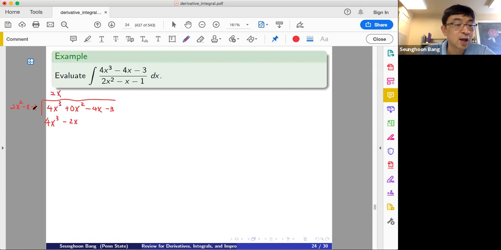2x times minus 1 is negative 2x. Next, subtract. The 4x cubed is cancelled. The negative 2x is positive 2x.